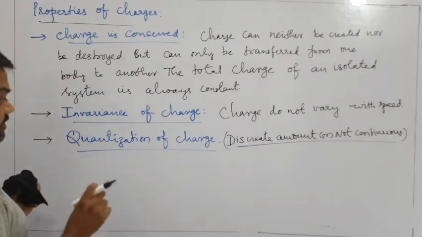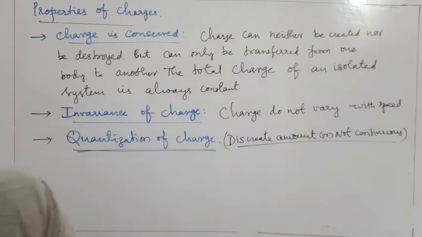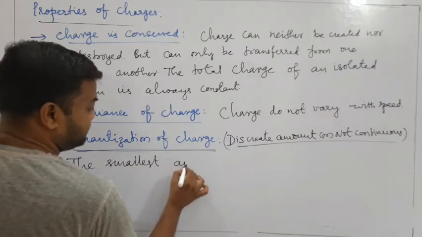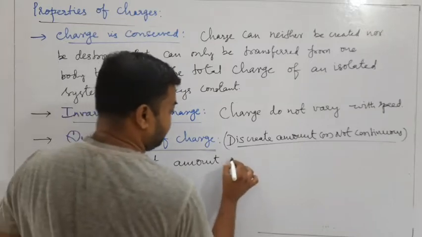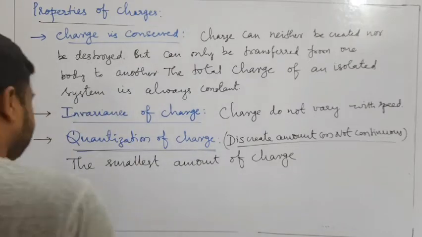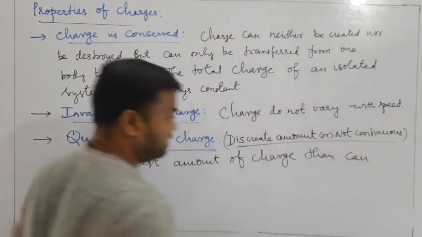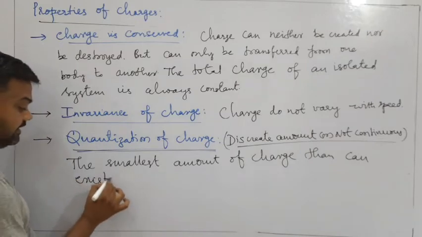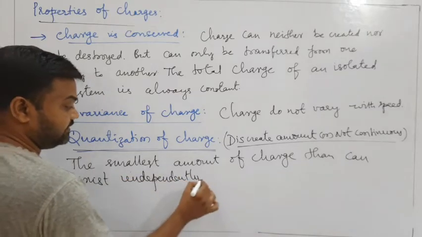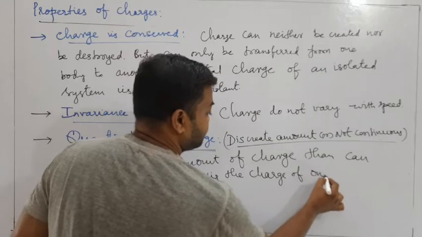The minimum charge that can flow is the charge of an electron. Charge of an electron, that also we will write here. The smallest amount of charge that can exist independently is the charge of one electron.